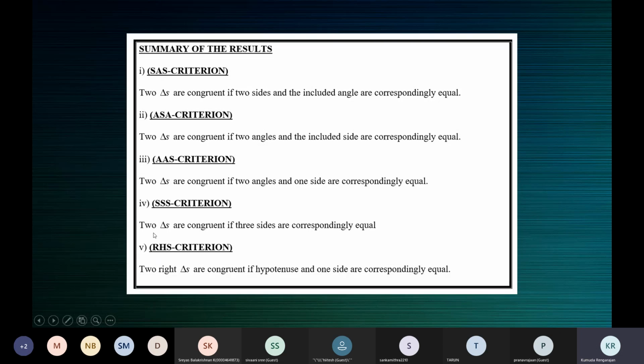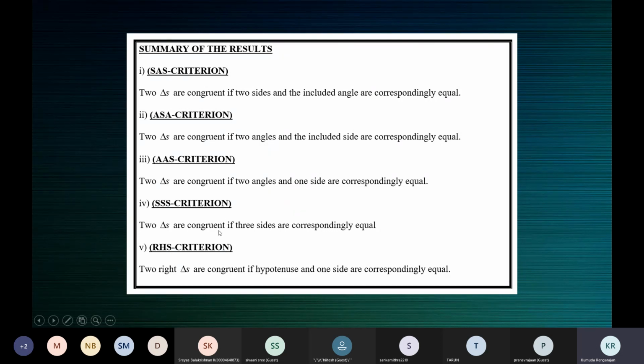RHS is right angle, hypotenuse, and side. So this criterion can be used only in 2 right triangles. When you have 2 right triangles and you have to show that they are congruent, it's not that you can use only the RHS criterion. You may also use this depending on the information given to us.